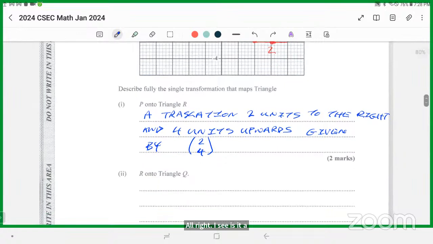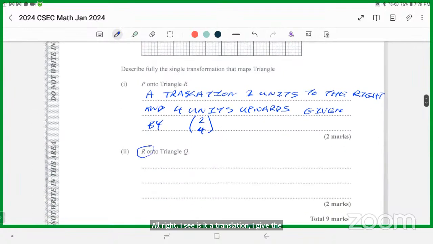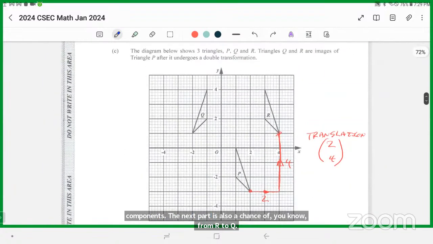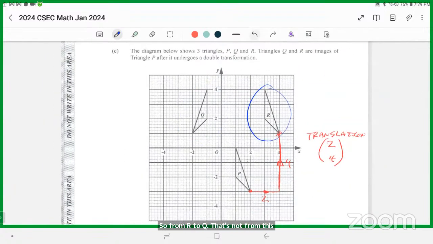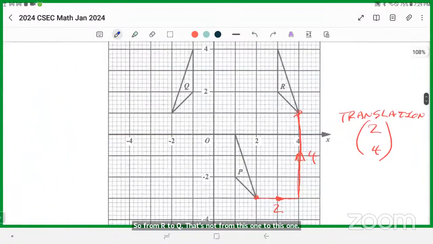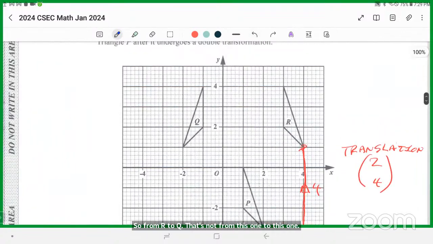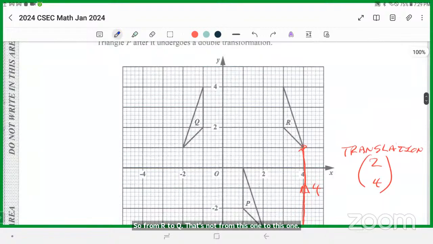The next part wants us to describe the transformation now from R to Q. So from R to Q. That's now from this one to this one. So let's look at it now. So this is a reflection. First, I can see the orientation is reversed. So let's name a couple points. So this point is A. Up here is B. And right here is C. Let's give it some names so we can reference it.